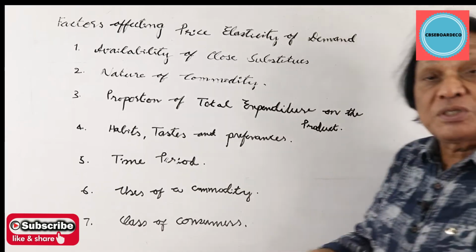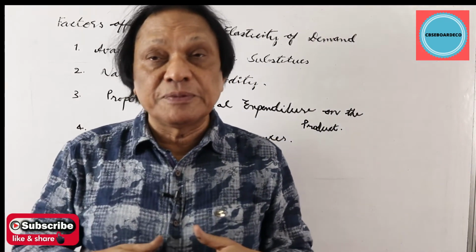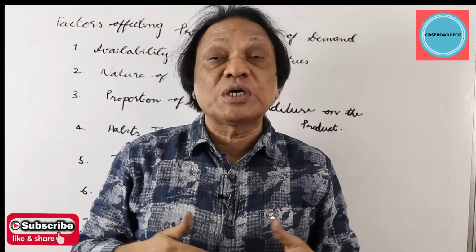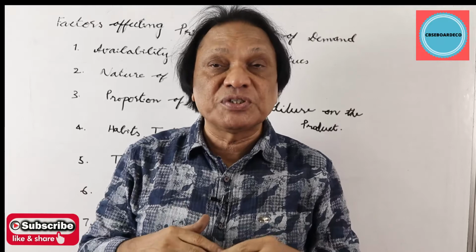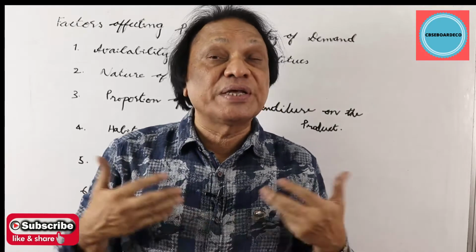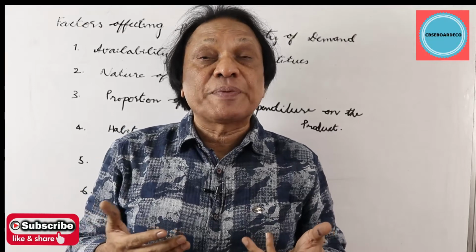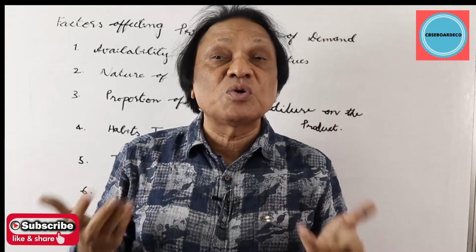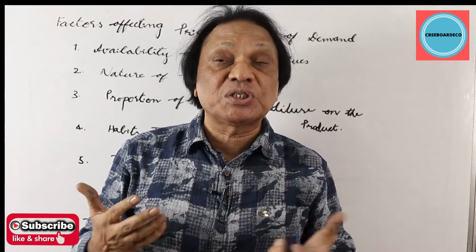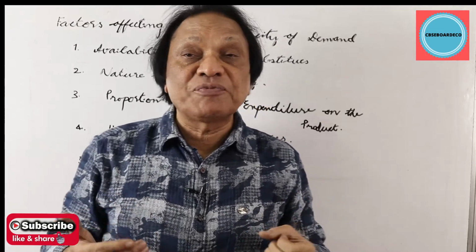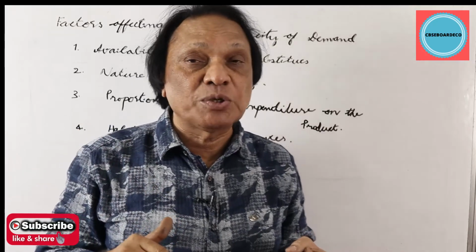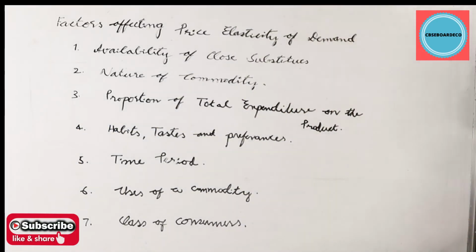What exactly is habits? If you are habitual of a commodity, that means you are addicted to that. When the price of that commodity goes up or goes down, you still have it. For example, some people are habitual smokers, they're addicted to smoking. Whether the price of their particular brand goes up or goes down, they still prefer to have it. So that is habits, taste and preferences. If you're habitual of a commodity, whether the price goes up or goes down, you still have it. That is inelastic demand. Now look at the fourth point, time period.